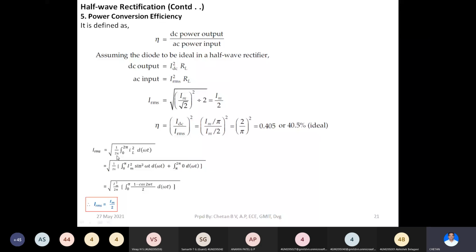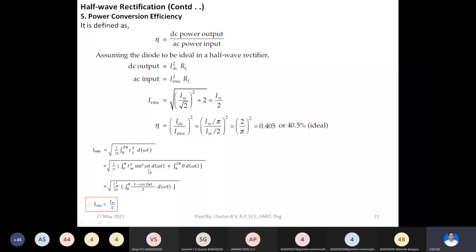What is iL? iL is Im sin omega t. Therefore, the square will be Im square sin square omega t, plus the second term. What I have done is split this into one integration from 0 to pi, and from pi to 2 pi it is 0, right? So that would be completely 0. You will get only the first term.